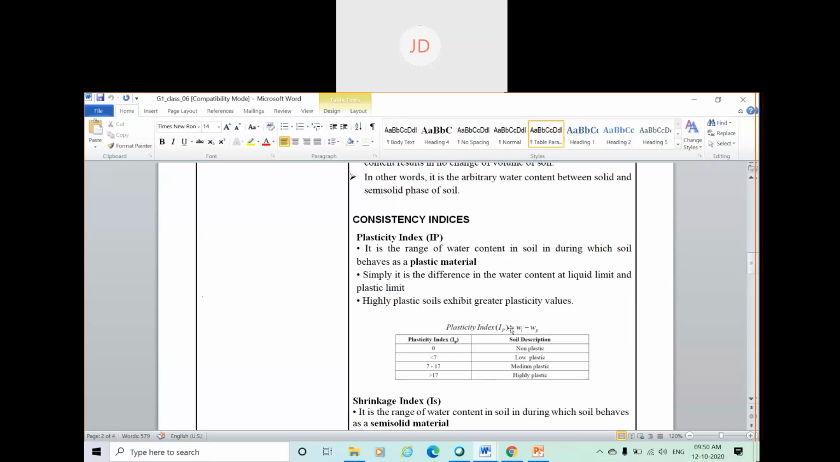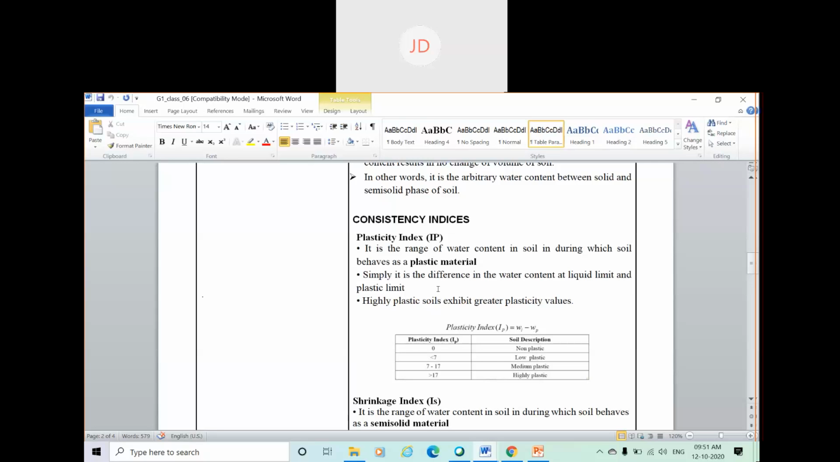It is a parameter defined as IP, capital I, capital P, or also denoted by this symbol, capital I suffix P. So plasticity index. How to determine plasticity index? For a particular fine grained soil, if you know the liquid limit and plastic limit, the difference between liquid limit and plastic limit is known as plasticity index. That is WL minus WP is known as plasticity index.